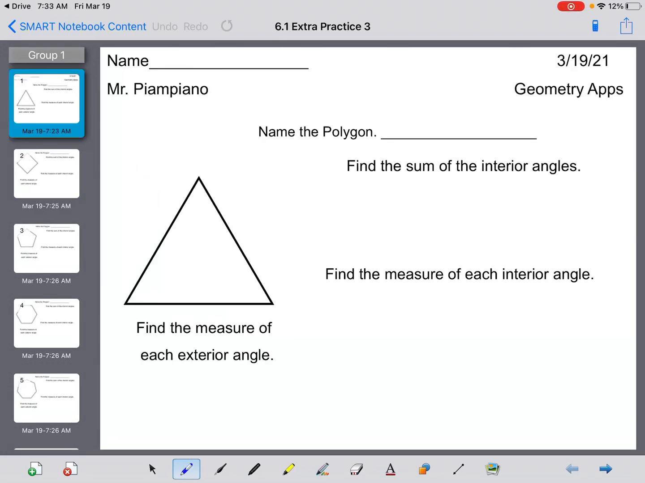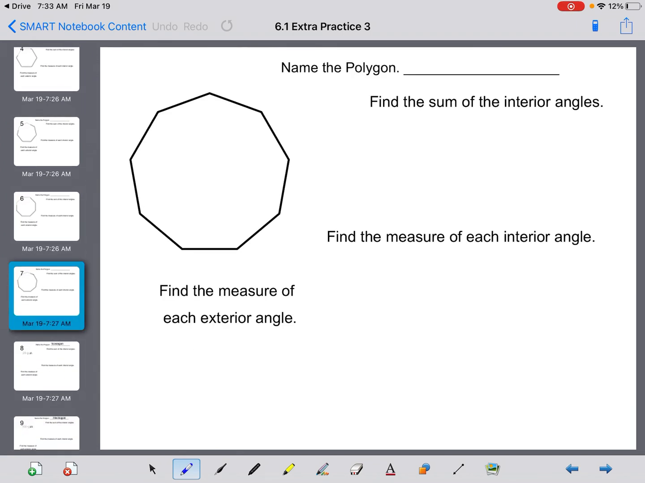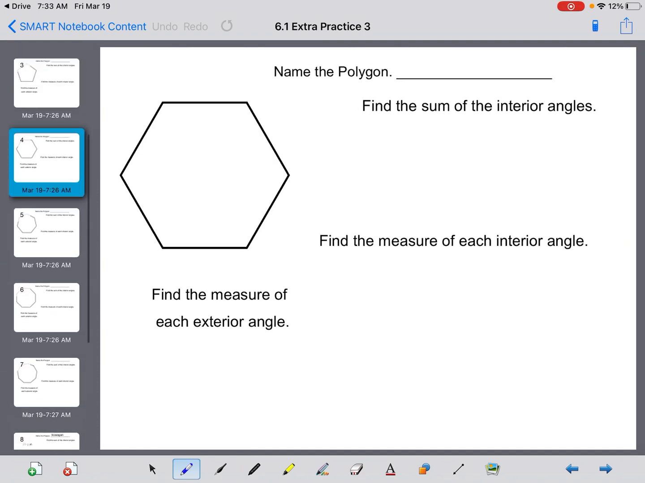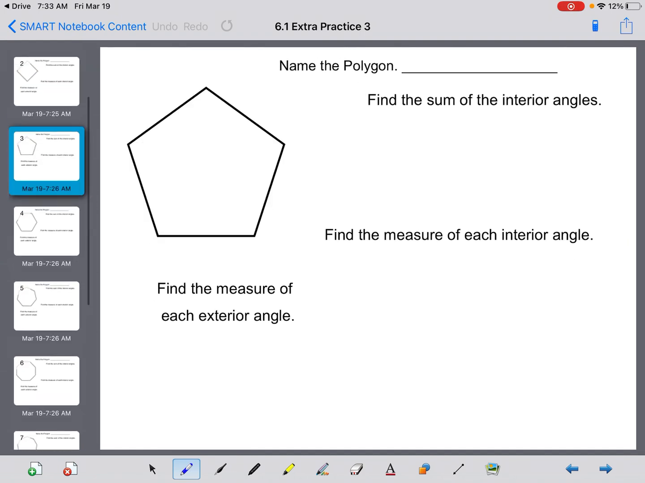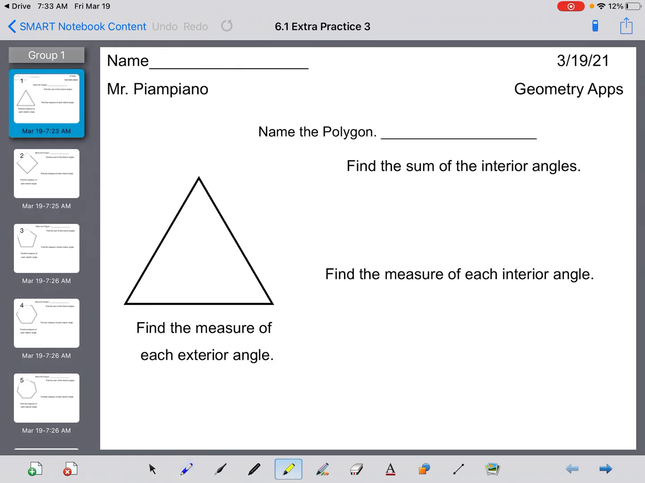All right, everyone, this is 6.1 extra practice number 3. If you notice, your first seven questions are all the same. They ask you to find the sum of the interior angles, the measure of each interior angle, and then the measure of each exterior angle. Sum of the interiors, each interior, each exterior. Okay, so these are the same formulas we've been using.